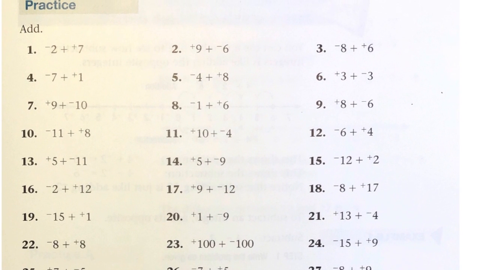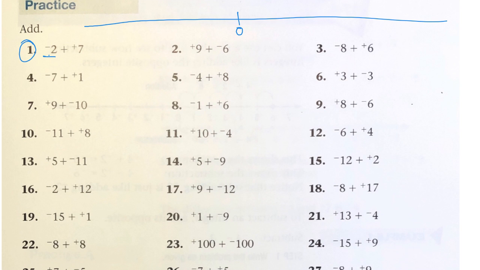Okay, lots to practice here. We can do a few to get the hang of things. So we made a number line, and we put 0 here. We can show number 1 starts at -2, and then we add 7.